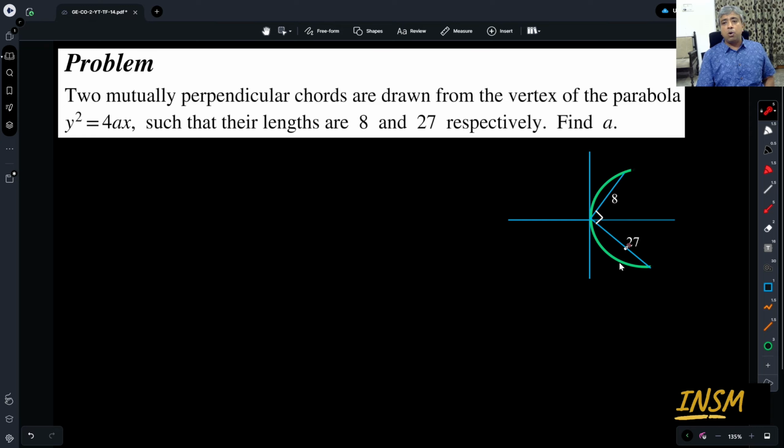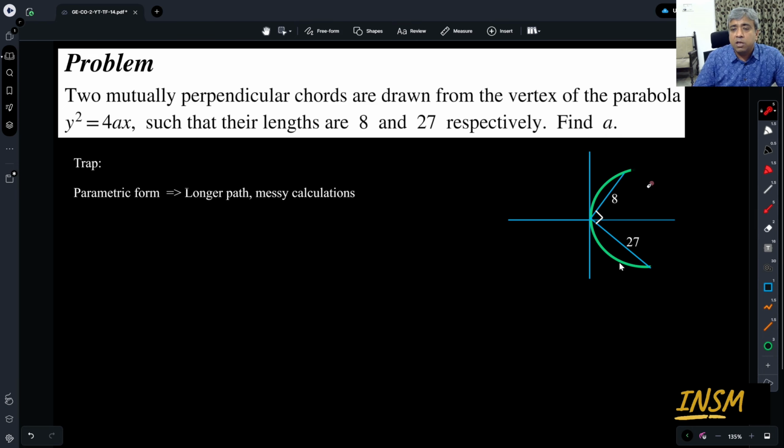One of the approaches in which most people solve this problem is by taking this point as t1 and this point as t2, as the parameters. Then you can find this distance and you will get one equation in a and t1. Then apply the distance formula here and you will get one equation in a and t2. And then you put the multiplication of slopes of these two lines as -1. So you'll have three variables out of which you need to find a.